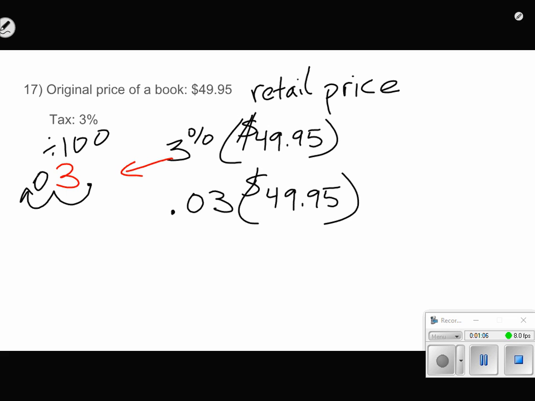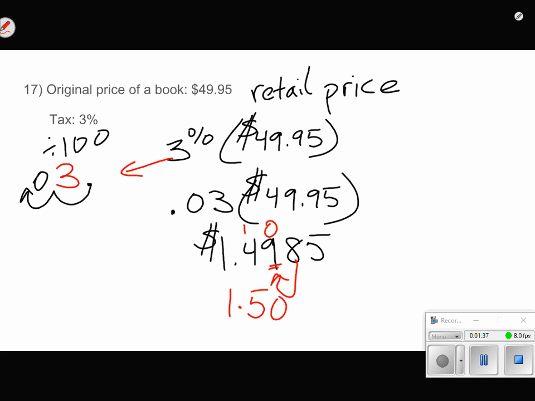At this time, we're ready to go ahead and multiply 0.03 times $49.95, and we get 1.4985. Since we're dealing with money, we can only have two places, so we can go out to the hundredths place. The 8 makes the 9 round to a 10, so we put a 0 here and a 1 here. The 4 becomes a 5. So instead of writing 1.4985, we're going to write $1.50. And $1.50 is the tax amount.